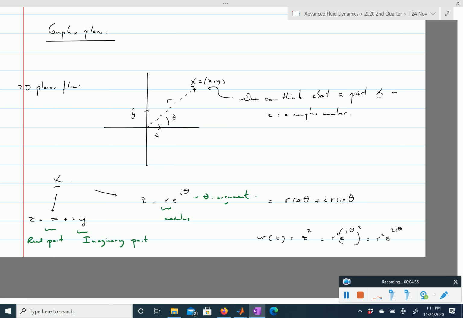And that's precisely what we need for ideal flows, because ideal flows are flows that satisfy the Laplace equation, for which they derive from a potential, and the potential satisfies the Laplace equation.